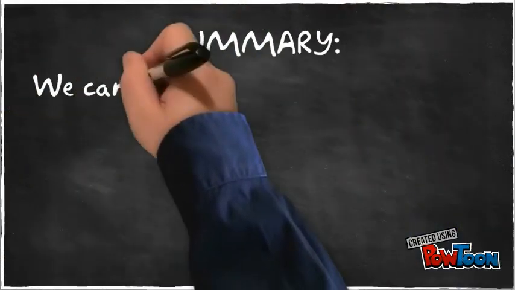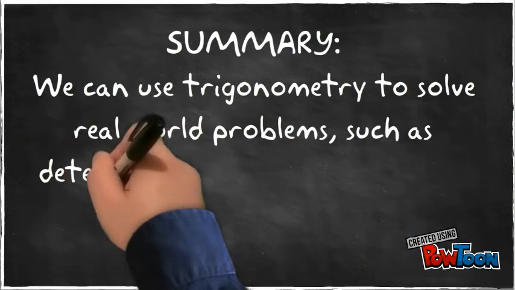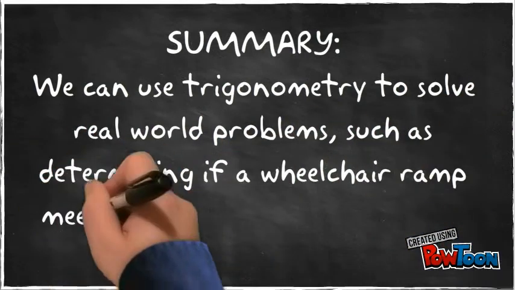In summary, we have shown that we can use trigonometry to solve real-world problems, such as determining if a wheelchair ramp meets government requirements.